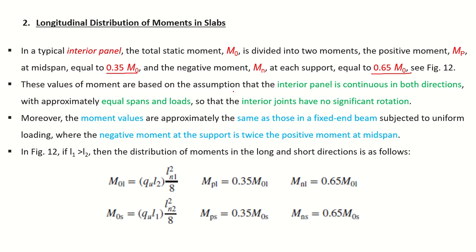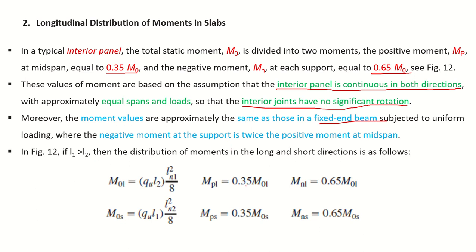These values of moments are based on the assumption that the interior panel is continuous in both directions. If you go to the first slide of this video, the assumption said that the panel should be continuous, right, because there are 3 or more panels with approximately equal spans and loads, so that the interior joints have no significant rotation, right. So we are assuming that the interior panel is continuous, loads are almost equal, and there is no significant rotation. Moreover, the moment values are approximately the same as those in a fixed ended beam subjected to uniform loading, where the negative moment at the support is twice the positive moment at the midspan, right.